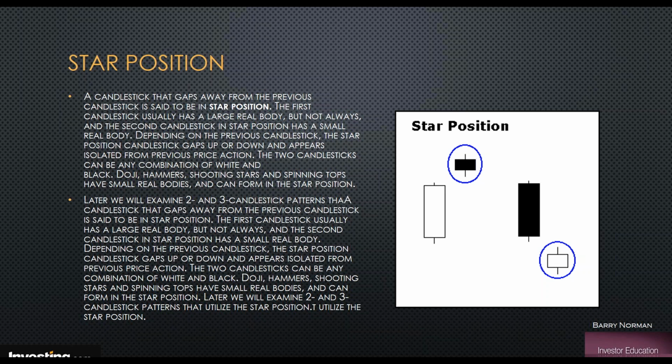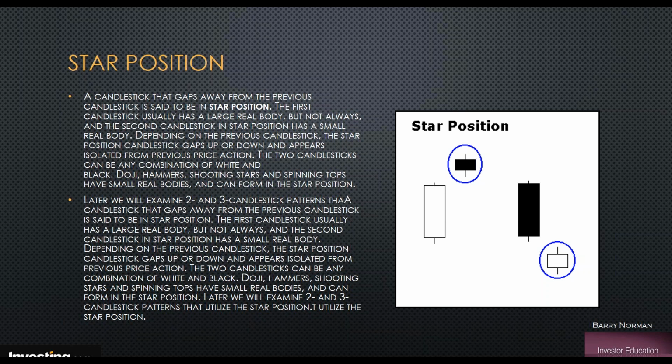Okay, so you have the close up here, and it looks like this candle gapped away from the price that is sitting above. Now, the two candlesticks can be any combination of white and black. The color is not important. Doji, hammer, shooting stars, spinning tops have small real bodies and can form the star position. So, does it make a difference what candlestick is in that star position? No. What we're looking for is the position of the candlestick.